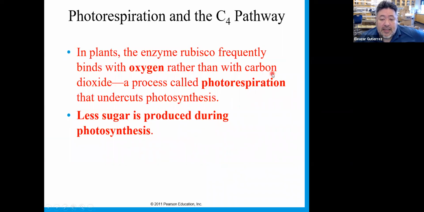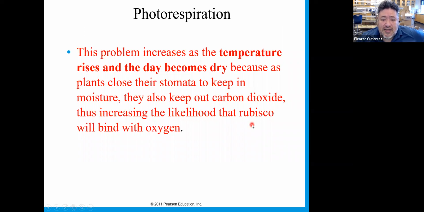So what happens is that enzyme, that Rubisco, if the pores are open and there's a lot of oxygen, it will bind with the oxygen instead of carbon dioxide, and this is called photorespiration. This undermines the efforts of photosynthesis, which is to produce sugar and oxygen. So when this photorespiration takes place, there's less sugar being produced during photosynthesis.